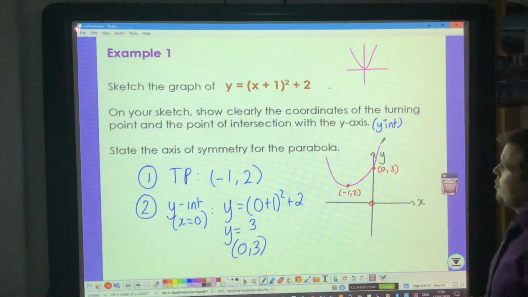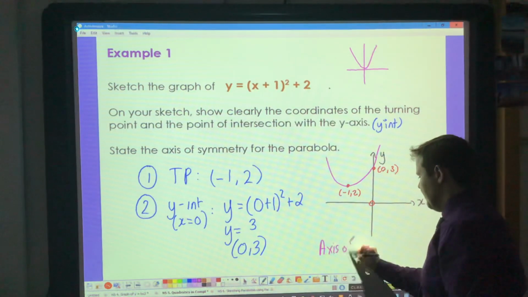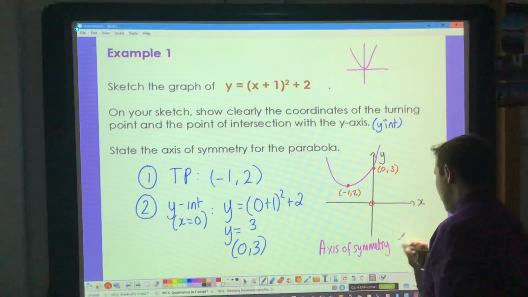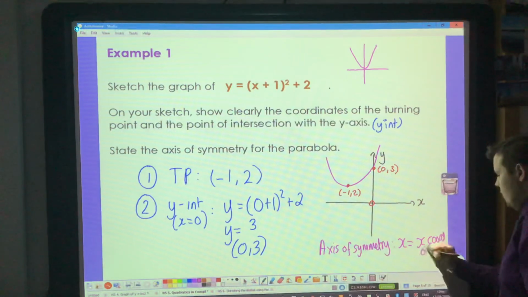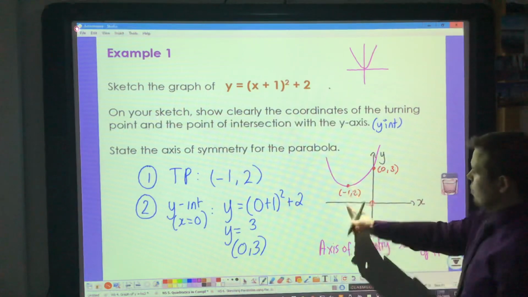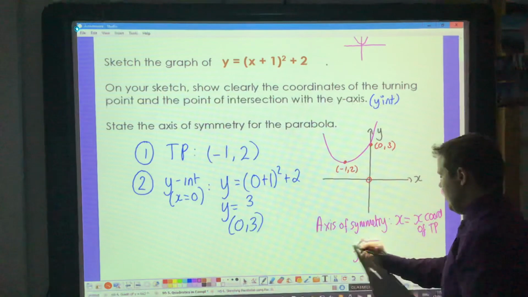It does say the axis of symmetry. The axis of symmetry, I'm just going to tell you just now, is always x equals the x coordinate of the turning point. So our axis of symmetry, well, the x coordinate is -1, so it's going to be x equals -1.